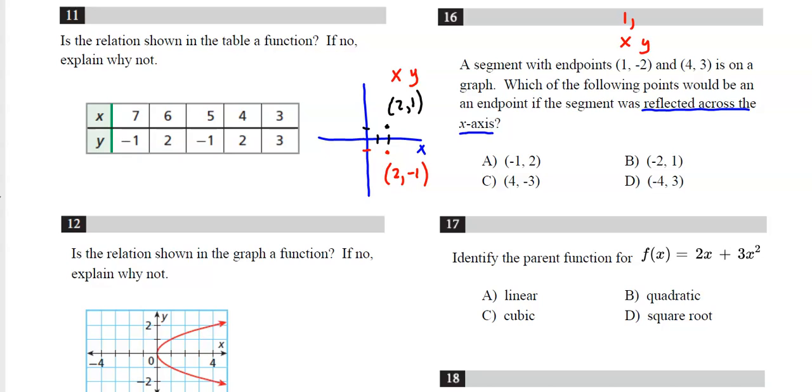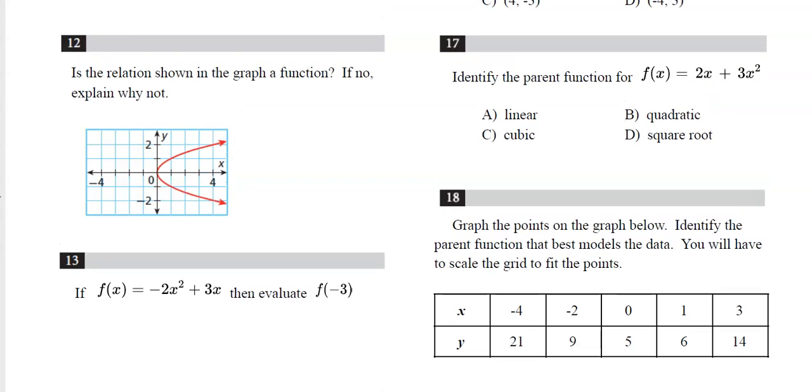So I want x to stay the same and y to change its sign. I don't see that one. X to stay the same, y to change its sign. I do see that one. Boom, the answer is C.